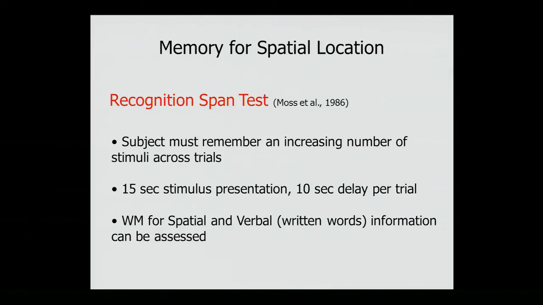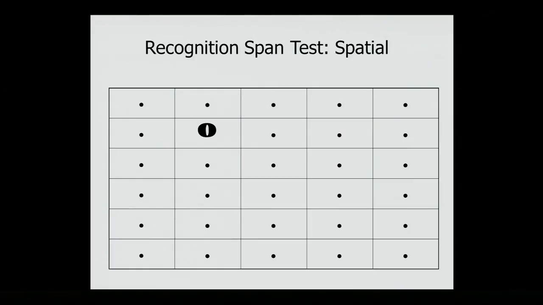Okay, another aspect of visual cognition I wanted to mention is memory for spatial locations, a study that we've done. We used something called the recognition span task, and in this task, a person must remember an increasing number of stimuli across trials. There's a 15-second stimulus presentation, 10-second delay, and we can assess working memory for spatial and verbal information. And I'll show you just an example.